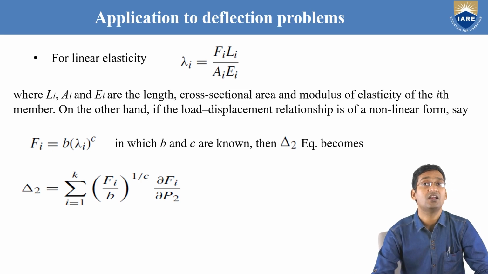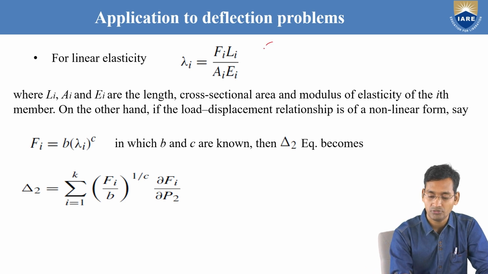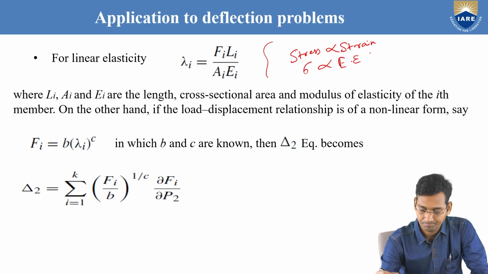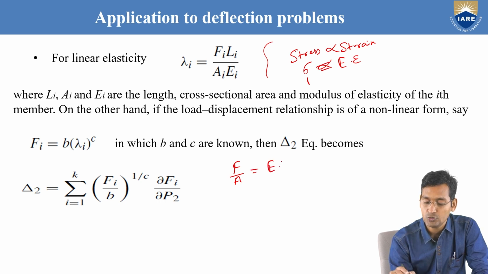Right? Now for linear elasticity, λ equals Fi Li by Ai Ei. This is for linear elasticity. Now I am showing how this value comes. From Hooke's law, stress is directly proportional to strain. Stress σ is proportional to Young's modulus of elasticity E into strain. Sigma is force per unit area, and this equals E into strain, which is ΔL by L.